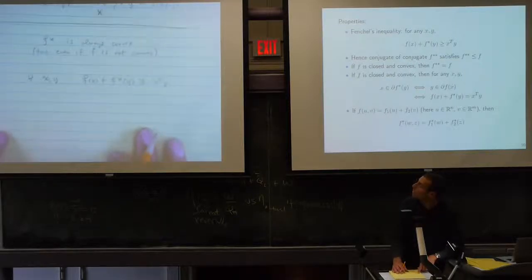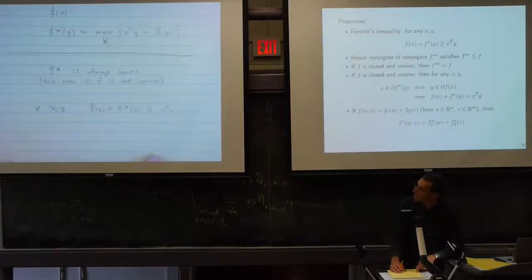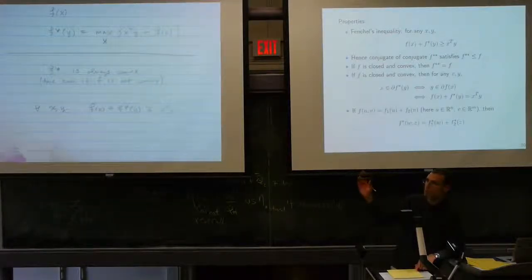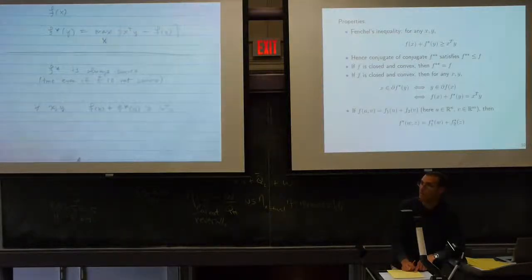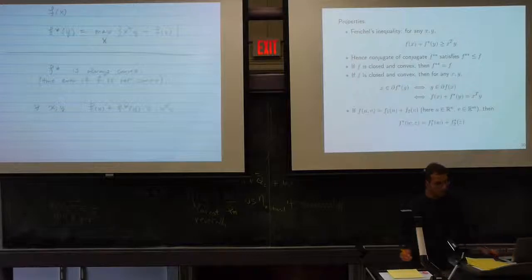So where does that come from? It just comes from the definition, right? This is equal to the maximum over all x. If I stick in just one point x, certainly this is bigger than or equal to x transpose y minus f of x, and I add that to the other side. And I just get that this is true. Okay, again, trivial to prove, but it can be a very useful inequality in various contexts.